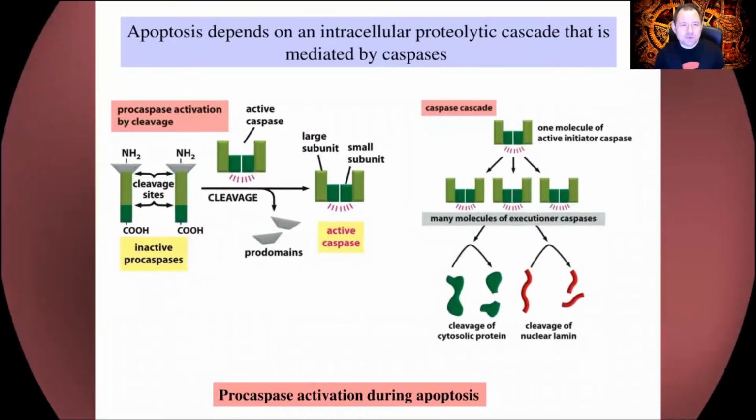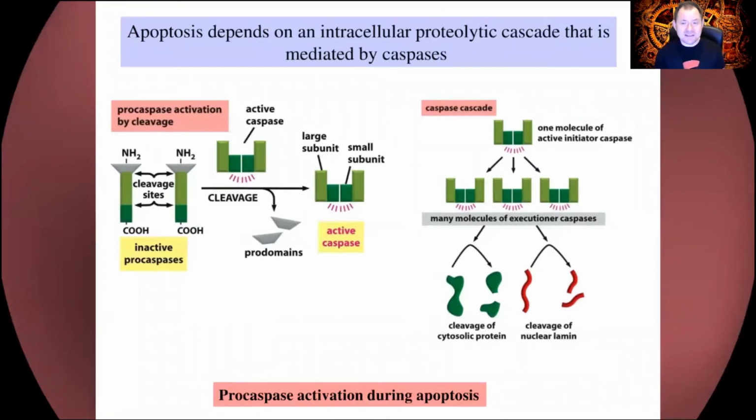Okay, so first of all, apoptosis depends on an intracellular proteolytic cascade that is mediated by caspases. What does that mean? Proteolytic means digesting proteins. Caspases are an enzyme, a group of enzymes in the cell that basically, when activated, can digest various proteins. They can break them apart and initiate apoptosis, so they can digest the cell.